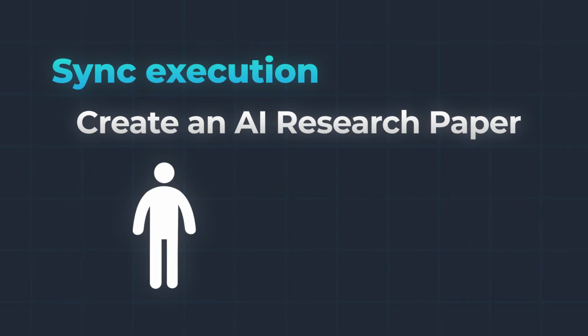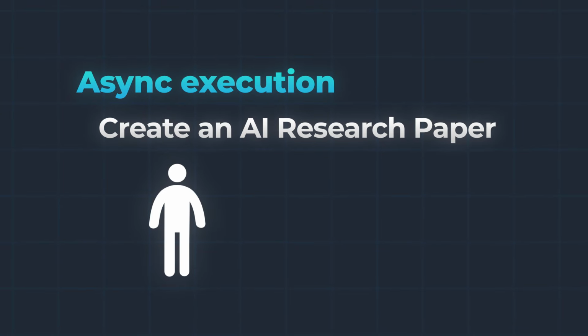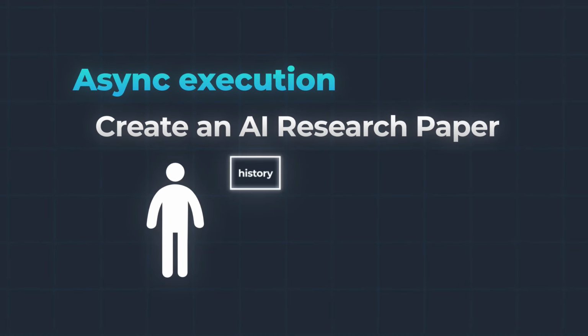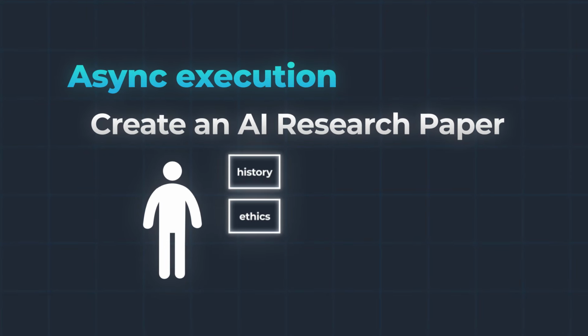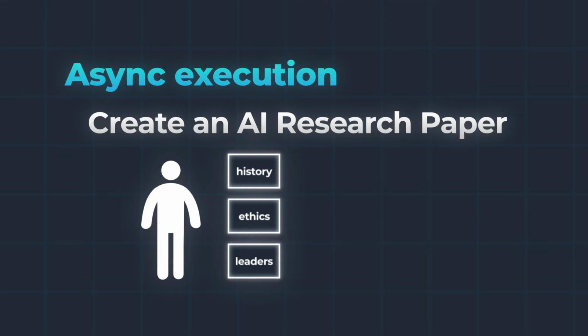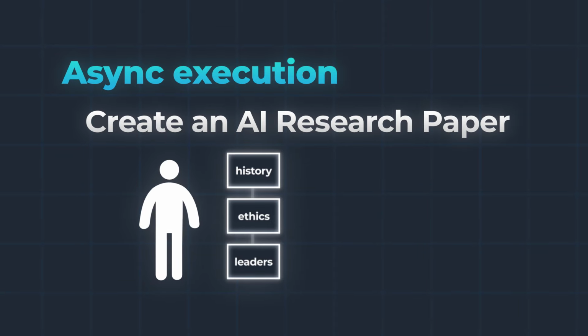Well, what we could do now with asynchronous task execution is that we could go ahead and define our 5 research tasks that we want to execute in parallel. So, go find the great thinkers, go find the history, the ethics, the new tools, and we could run all those jobs in parallel where each job might take 2 minutes.